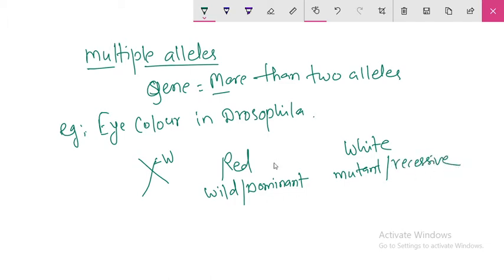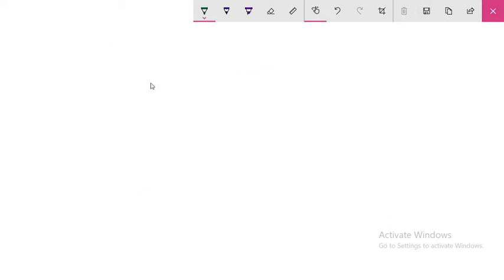Okay, so these are the two normal dominant and recessive types of alleles. The red is dominant and white is recessive. Or the red is the wild and the white is the mutant one. Okay, but in F2 it is observed that dozens of colors are observed in the Drosophila population.